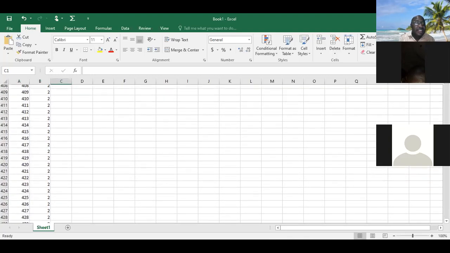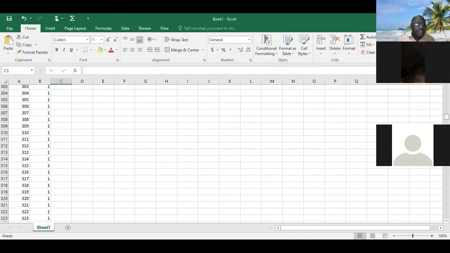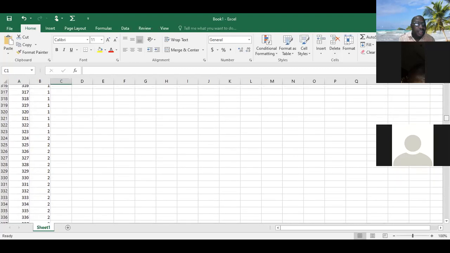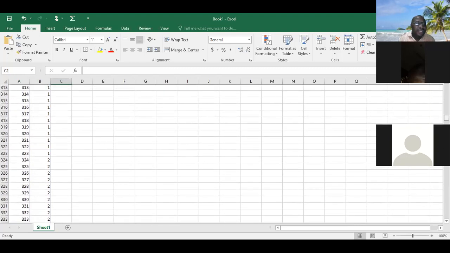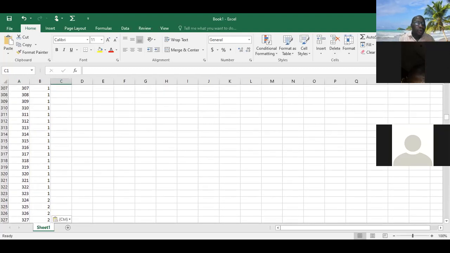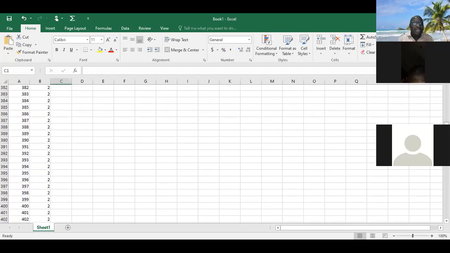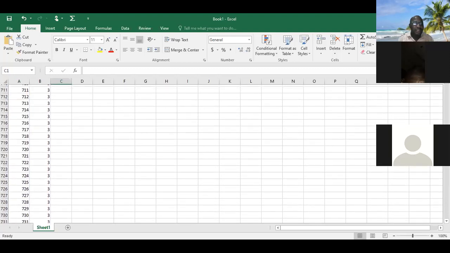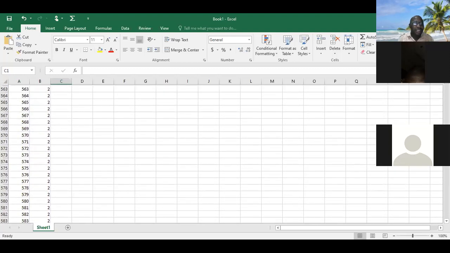The first 317... First class, 323. 323 are first class. Can you see? They put 11111. Then from that to 600 are second class. 601 to 1,600 are the third class. Now, can you see?